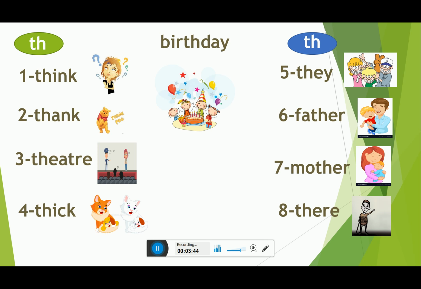Great job! ودلوقتي هنقرأ الكلمات كلها مع بعض واقرأوا معانا. مريم, let's start. Think, thank, theater, thick, birthday, they, father, mother, there. Let's read them once more faster. Think, thank, theater, thick, birthday, they, father, mother, there. Good job! You did well!